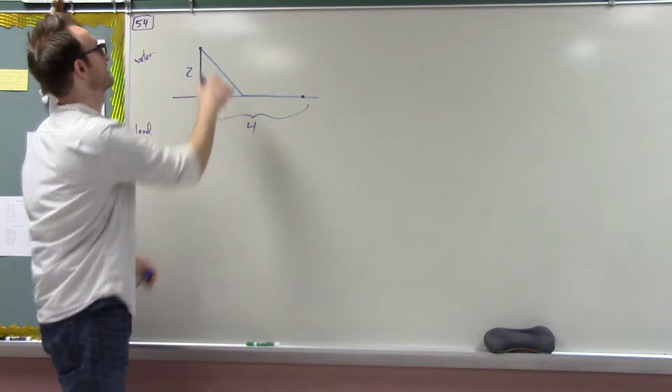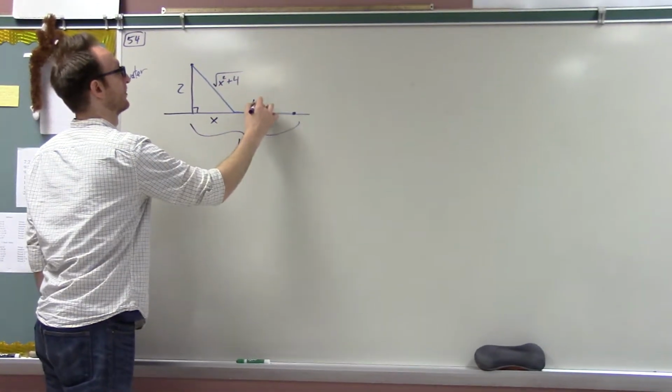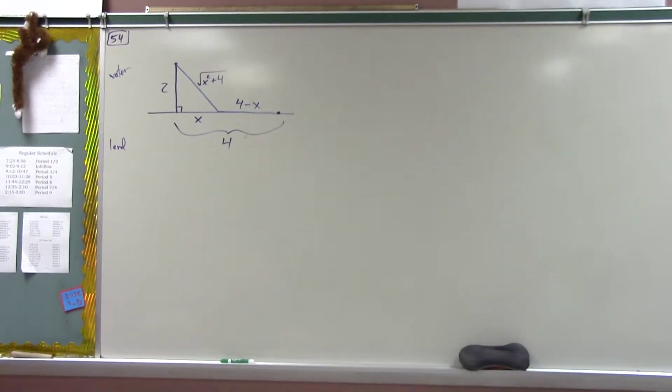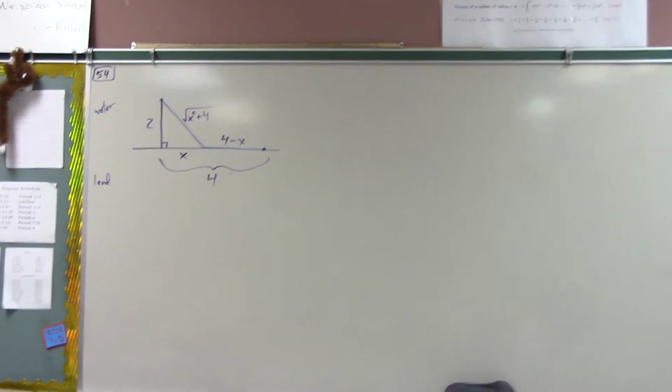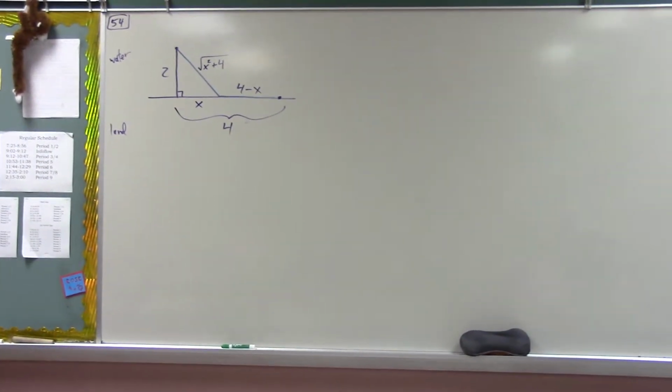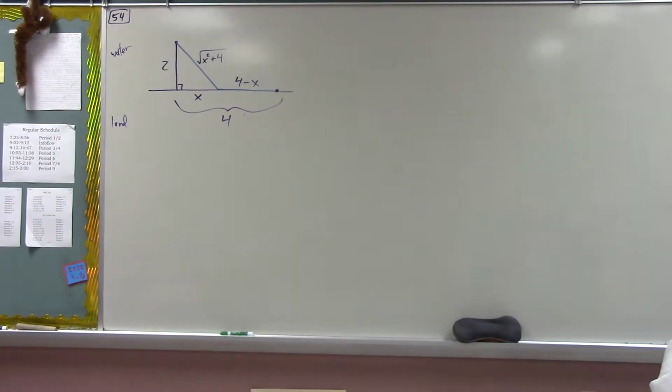Well, if this is x, then this is the square root of x squared plus 4, and then this is 4 minus x. So I think if you got this far, you did the hard part, or almost. Understanding the problem, drawing a picture. They did not provide you a picture for this problem, and you have to have the confidence to come up with your own variables to represent the situation.